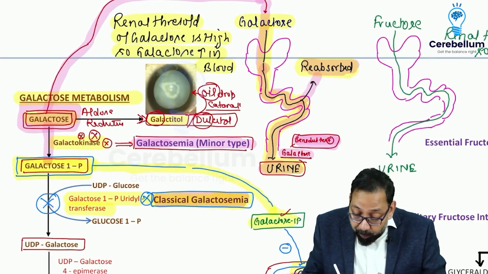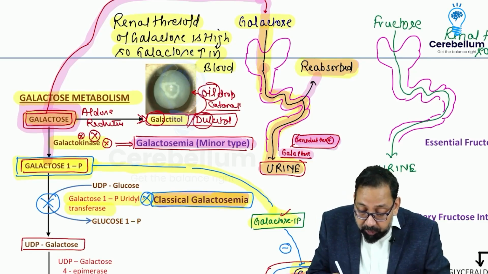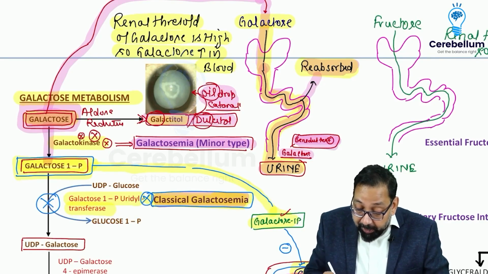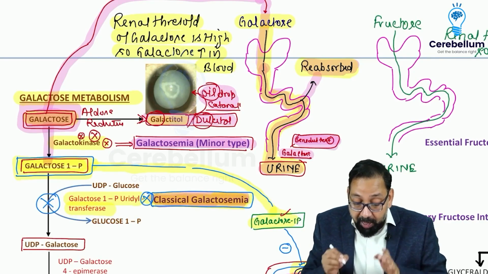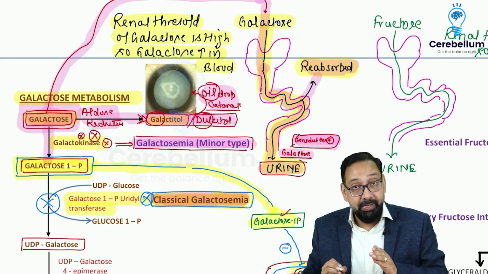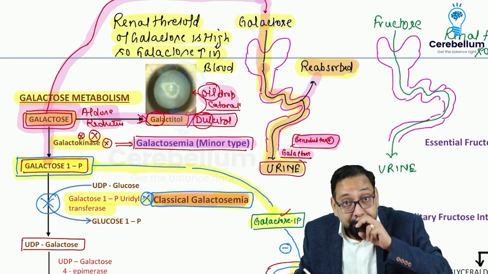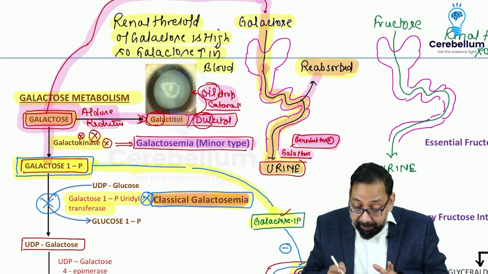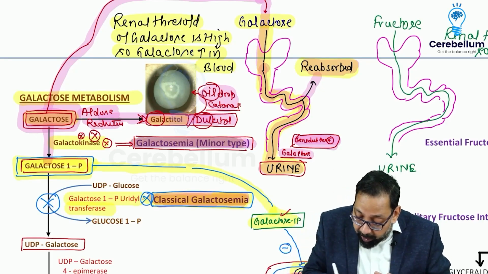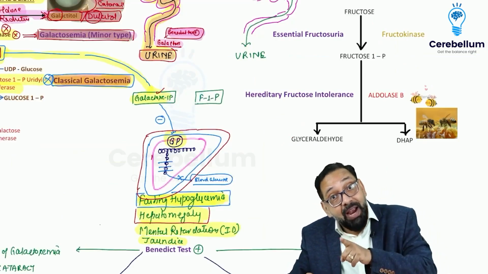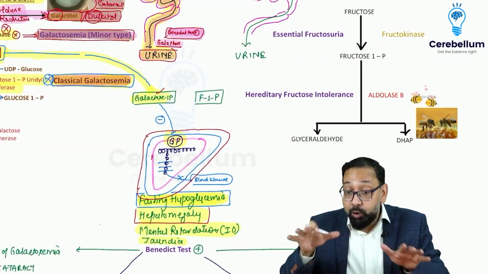In minor type of galactosemia, extra galactose is converted to galactitol or dulcitol to produce oil drop cataract. In classical type of galactosemia, again galactose is high, so again galactitol and oil drop cataract. So you will differentiate. In classical galactosemia, multiple symptoms are there, but in minor type of galactosemia, only and only oil drop cataract. Point it out. Now we come to fructose metabolism, and then I will compare all the disorders.